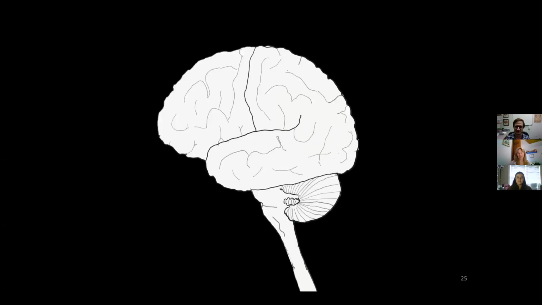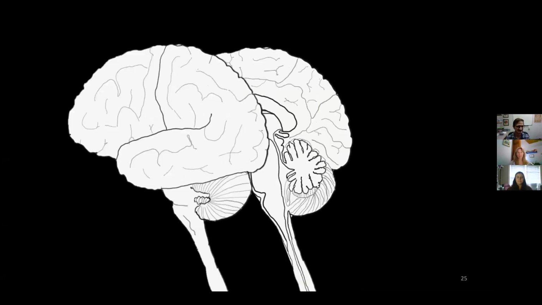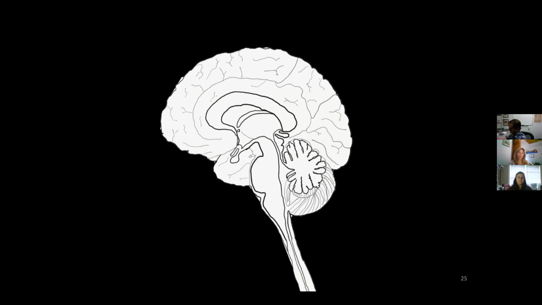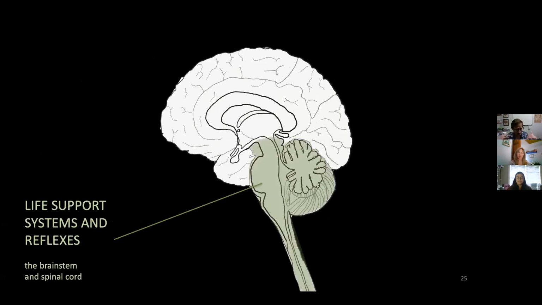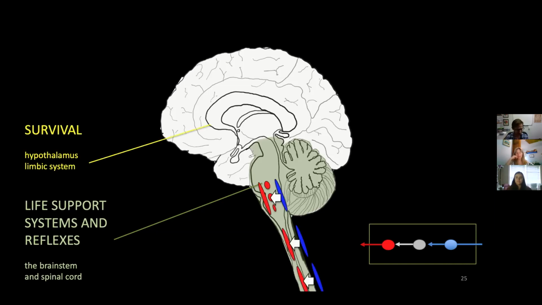In a very simplified way of thinking about it, when we split the brain in half, we've got on the bottom floor, life support systems and reflexes. As I've said a few times here, usually it's a sensory neuron to a motor neuron, or maybe one in-between neuron in there. Or we can pass the signal up to the higher levels of the nervous system.